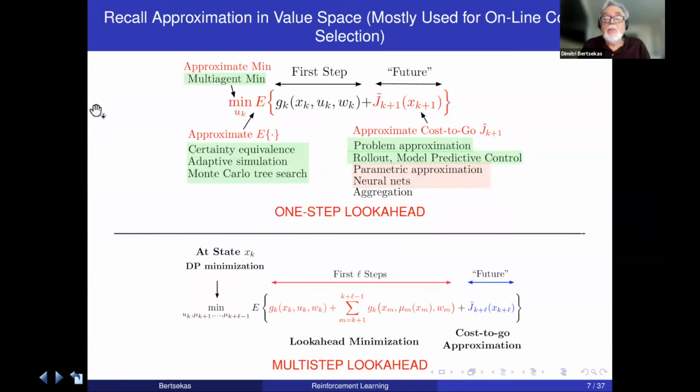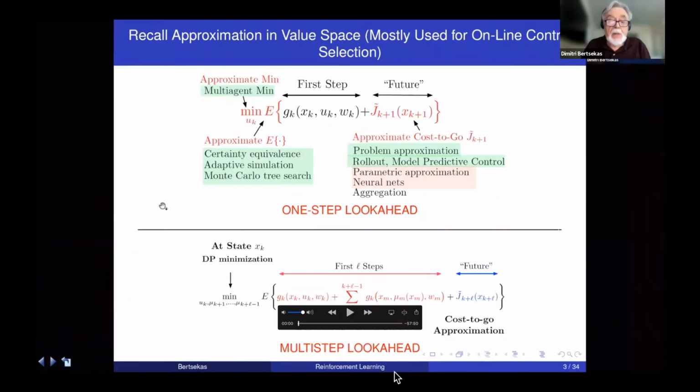So what I'm going to do now is do a review of approximation in value space and how everything we're going to discuss today fits in it. And I'm going to use the video from the previous offering, the 2021. Okay, here we go, and I will stop at various strategic points to take questions.